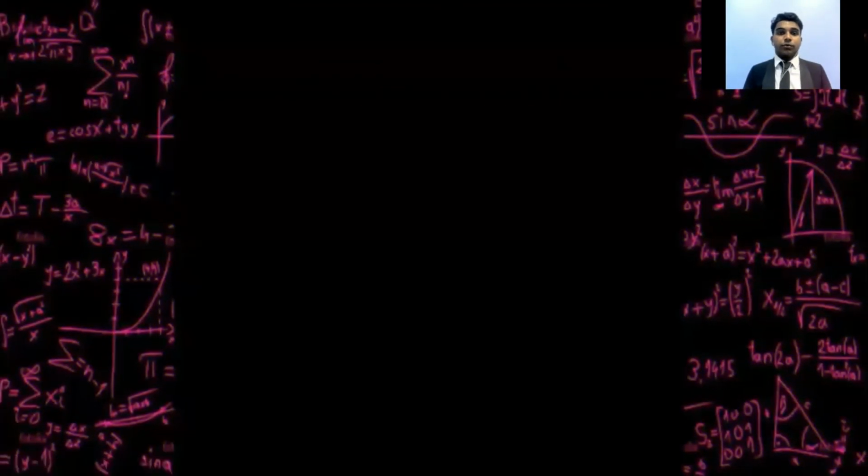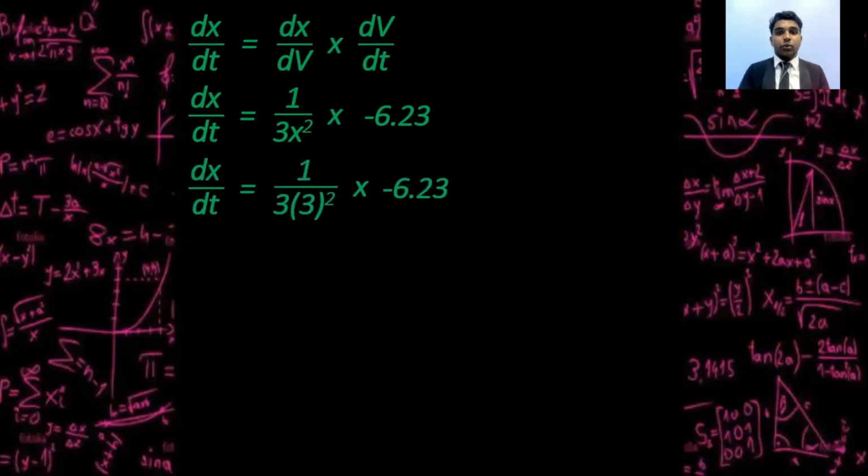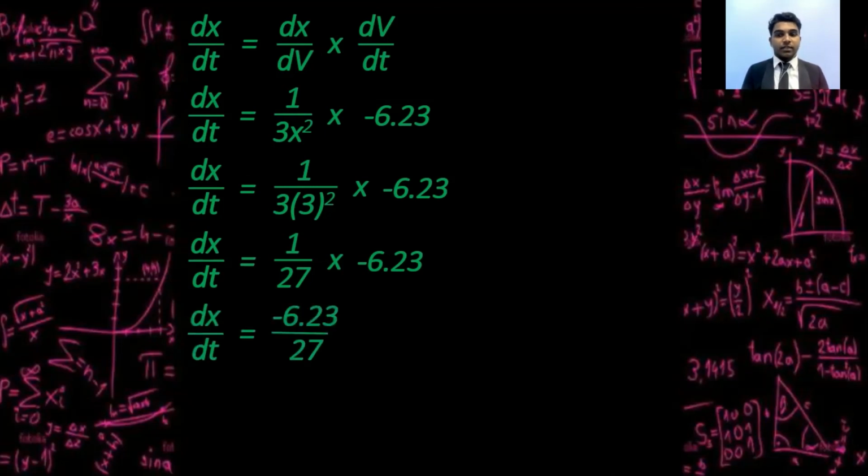Thank you, Tiwaga. So, for the next part, to find the value of dx over dt, we're going to use the equation which our friend Tiwaga showed in the previous part, which is this. Next, we are going to insert the values of dx over dV and dV over dt, which our friend Tiwaga found. We know x equals 3, so we have to substitute x in this equation. After substituting x, we will get 1 over 27 times negative 6.23. Now, we solve 1 over 27 times negative 6.23 and we get negative 6.23 over 27. So, the final answer for dx over dt is negative 0.231 cm per second.